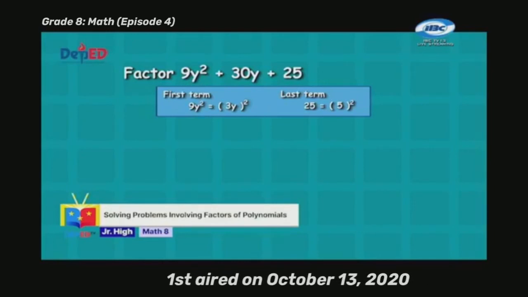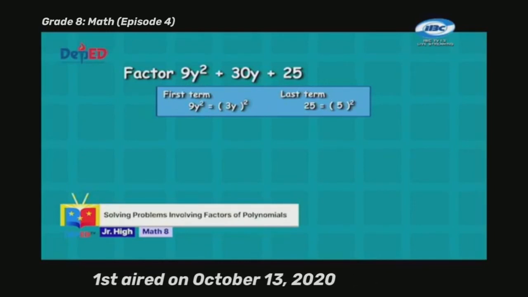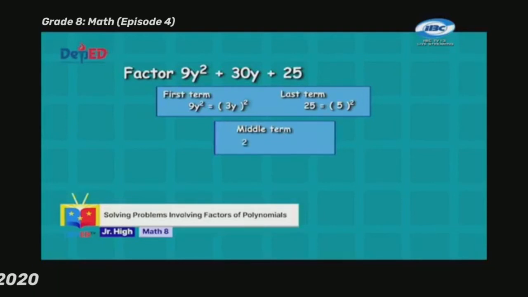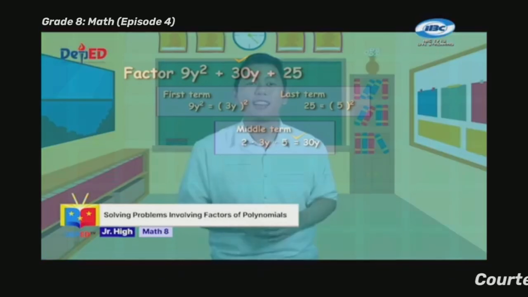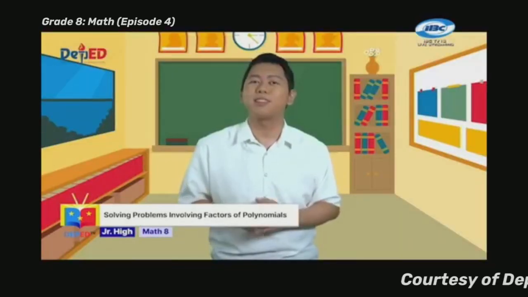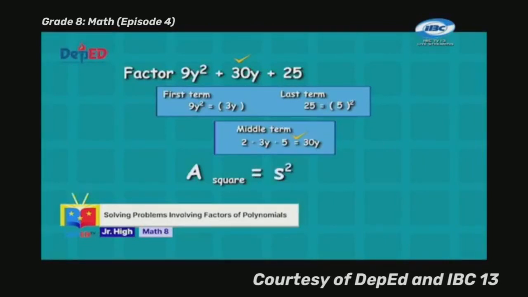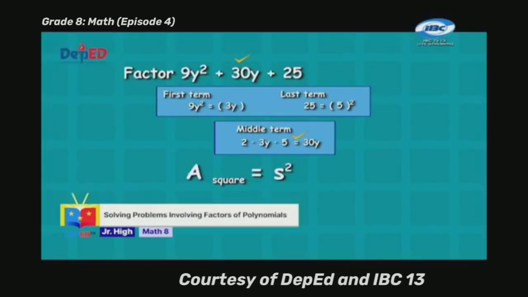Let us then double check if the trinomial is a perfect square by getting the product of those expressions and multiplying it by 2. What is 2 times 3y times 5? That product is 30y, which is equal to the middle term. After proving that this is a perfect square trinomial, we can solve for the length of the side of the square using the area.